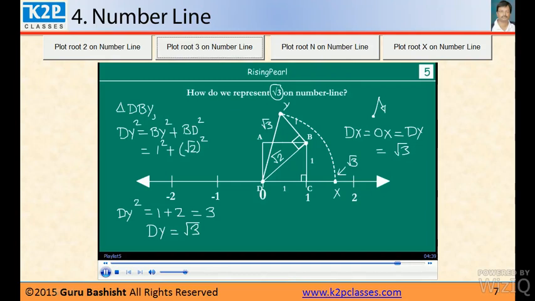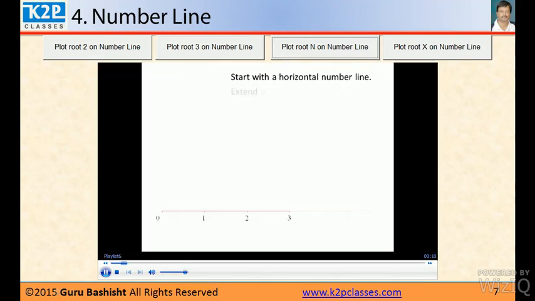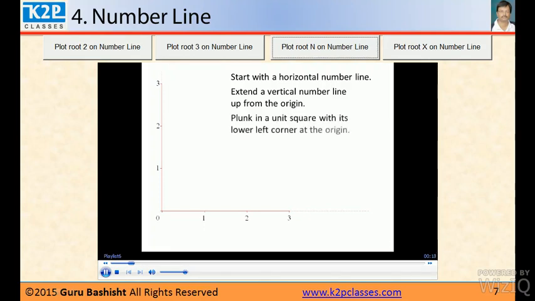So friends, in this way we have taken 2 examples. In one we saw how we can get square root 2 on the number line, and in the other we saw how we can get square root 3. Now we will see how we can draw the root of any natural number: root 1, root 2, root 3, root 4, root 5.